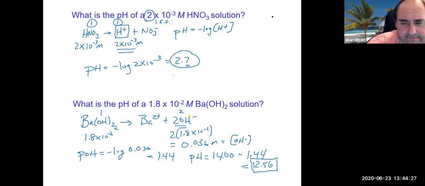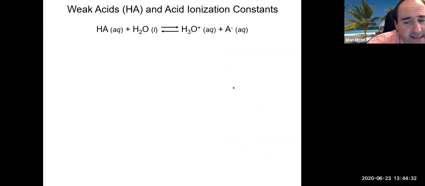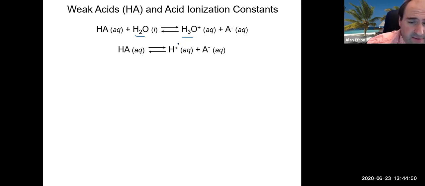All right. So let's talk a little bit about what happens when we deal with weak acids. So weak acids, which are kind of weak electrolytes, do not 100% break apart in solution, and they do set up an equilibrium. And again, we can really simplify the equilibrium by getting rid of the water. And as we talked about last time, if we get rid of the water, we get rid of the H3O plus and it becomes H plus. So this guy here and this guy here are pretty much the exact same reaction.